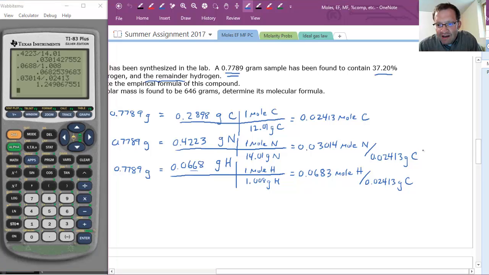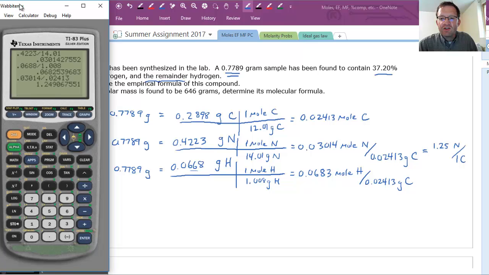But let's just go back to that here in just a second. We'll figure out what it means. 1.25 moles of nitrogen for every 1 mole of carbon. That's what that's saying. That's a ratio we haven't seen before, and it's a little gross when we're not used to it, but we'll have a solution for you in just a second.